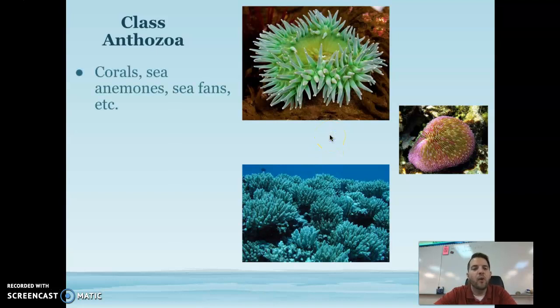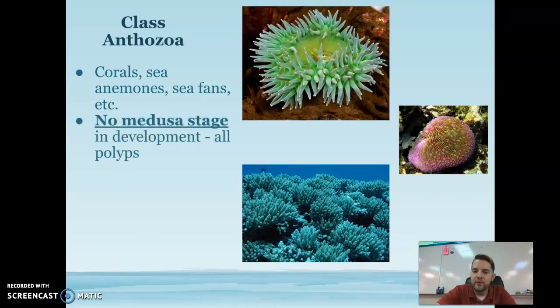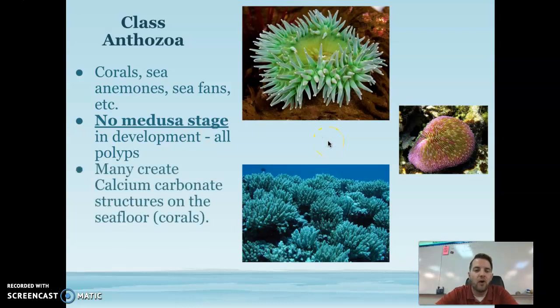And then the last class is class Anthozoa. Anthozoa are the corals, the sea anemones. Those are kind of the two big examples, corals and sea anemones. They have no medusa stage. They live their entire life on the bottom unless they're a larvae. So they have no bell-shaped medusa stage at all. Many of them do create calcium carbonate structures that they live on top of. So they create these kind of rock-like structures that they grow on top of. Or the sea anemones just kind of take their bottom, they secrete kind of a glue and glue themselves to a surface that they're on.